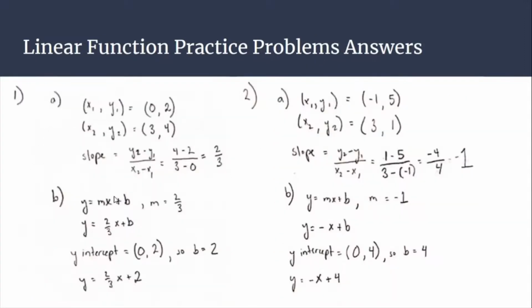And so the slope is the change in y over the change in x. So this would be y2 minus y1 over x2 minus x1.